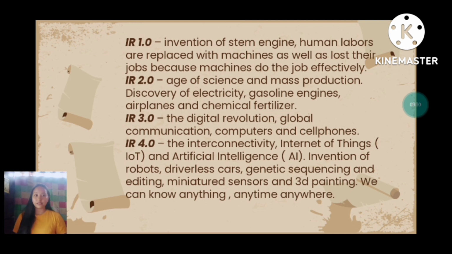So, in this industrial revolution, the discovery of phones, computers, as well as any gadgets that we have now started. So, it is also called the digital revolution. So, in this revolution, we are able to use gadgets, and the manufacturers also can mass produce the production of computers, cell phones, as well as anything that is connected to communication. Next, let's proceed to IR 4.0.